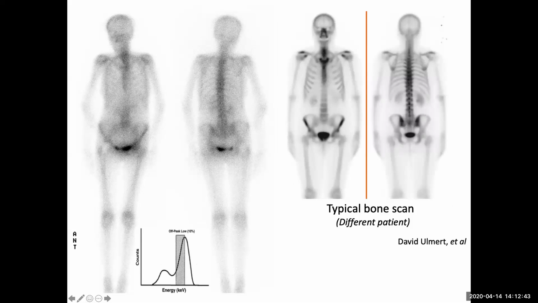This looks like the typical bone scan. This is a different patient, just to see the difference. When we define the correct window, we get the bone, while with the wrong window, we get a noisy image.